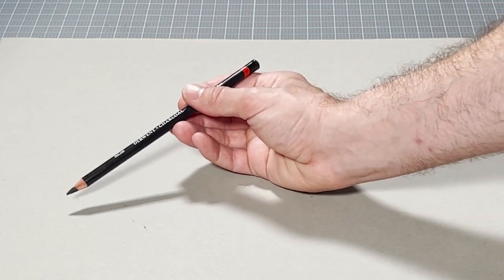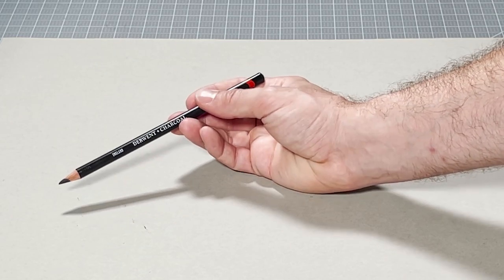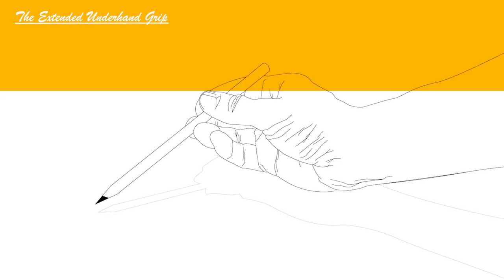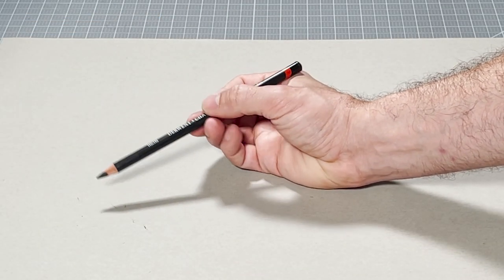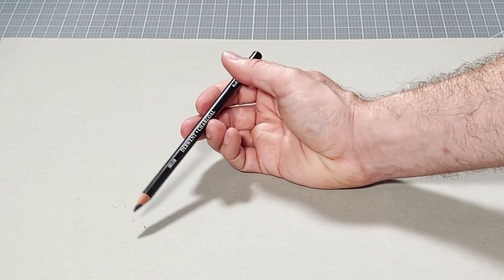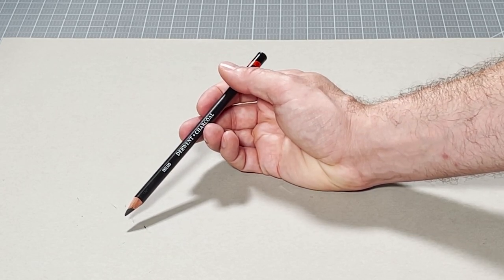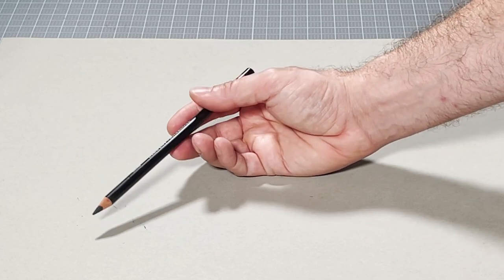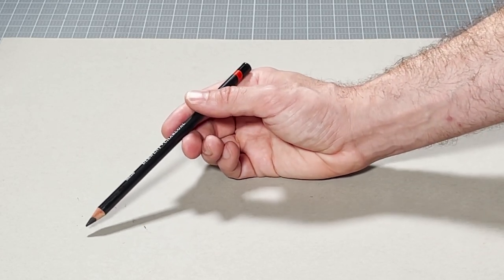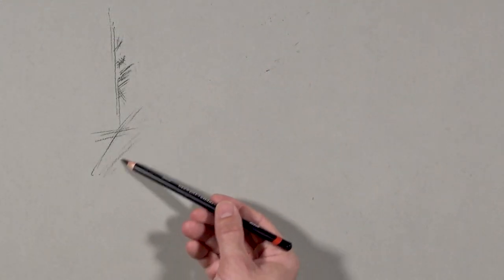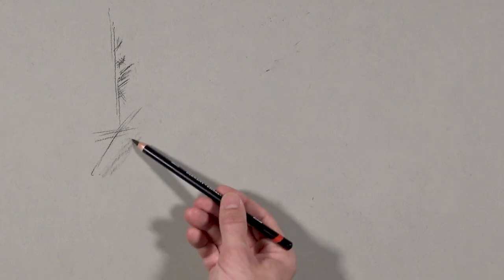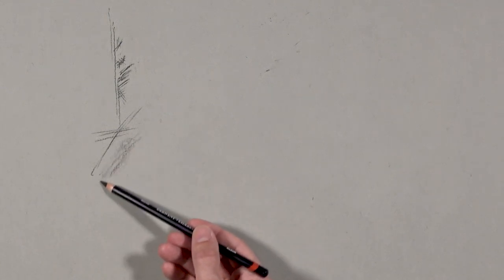The next grip we'll talk about is called the underhand and extended underhand grip. The extended underhand grip is recommended for looser marks, very precise marks, some types of hatching, and looser lines. I will point out this grip during the course when I recommend it. I know it seems a bit clumsy at first, but for those of you who haven't worked with charcoal before, you're going to find pencil grips that you would never have expected to use being almost intuitively more useful than the standard tripod grip you grew up using to write with.